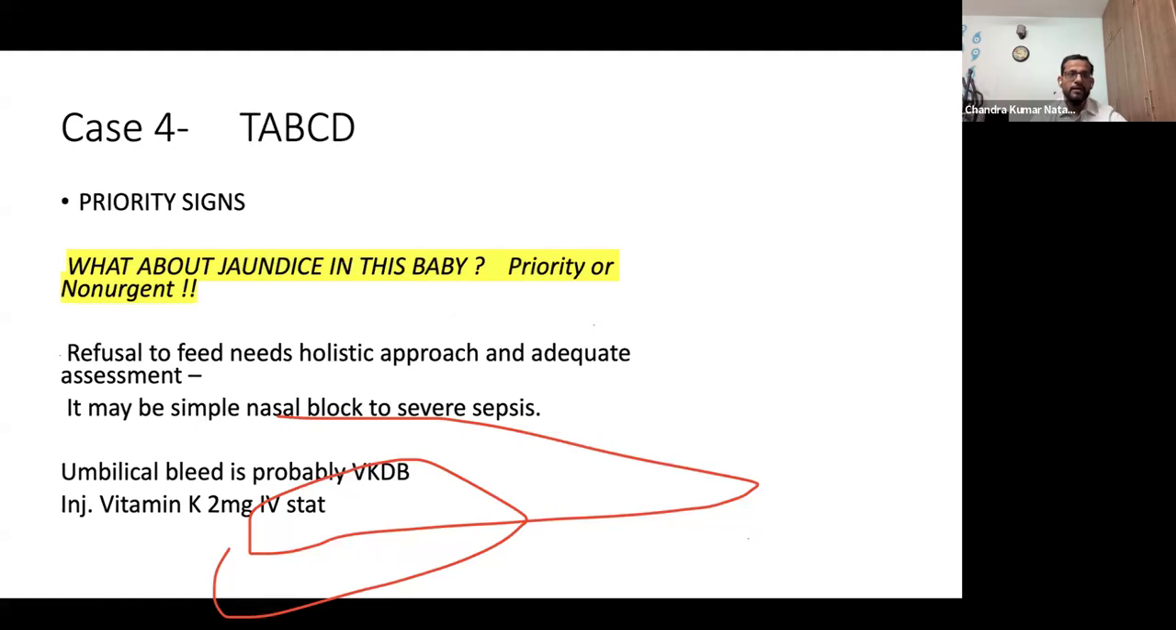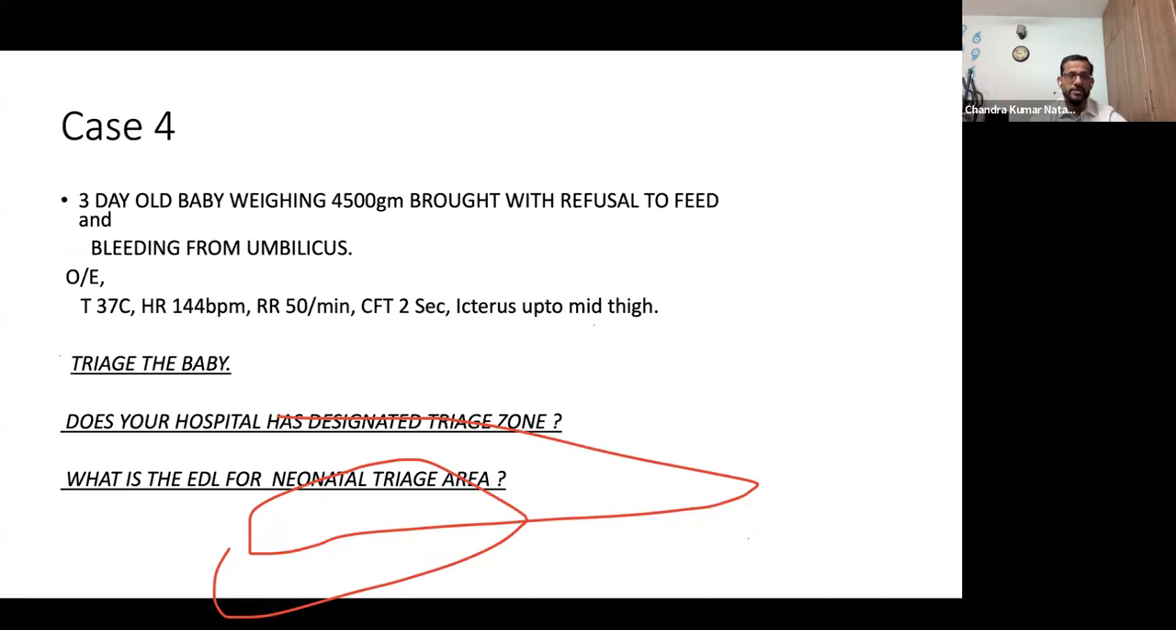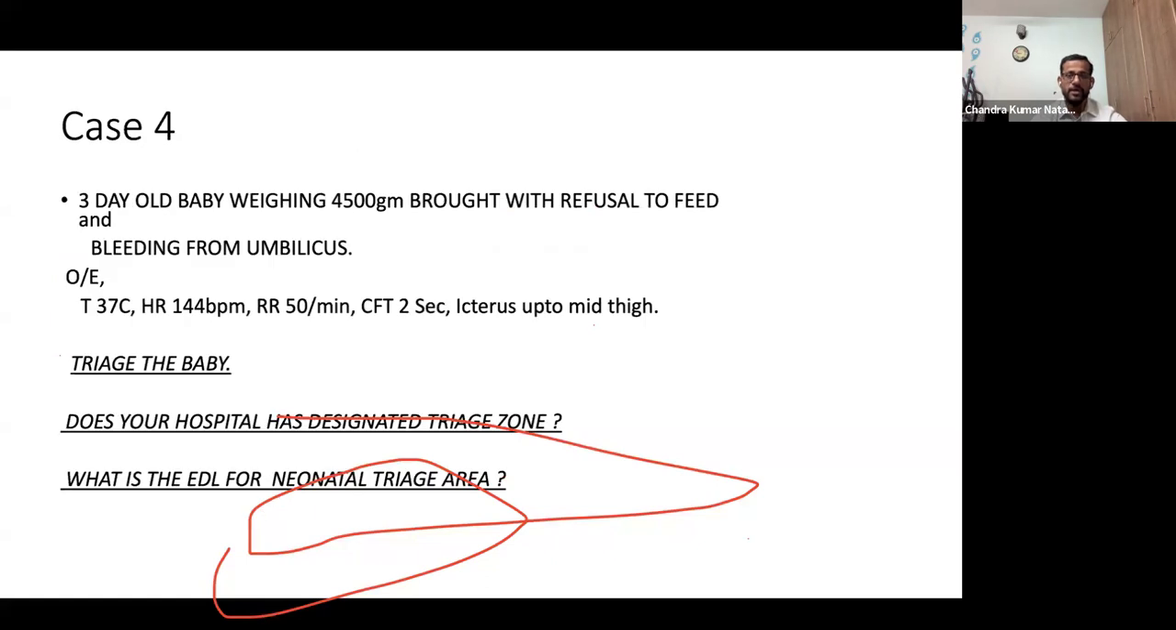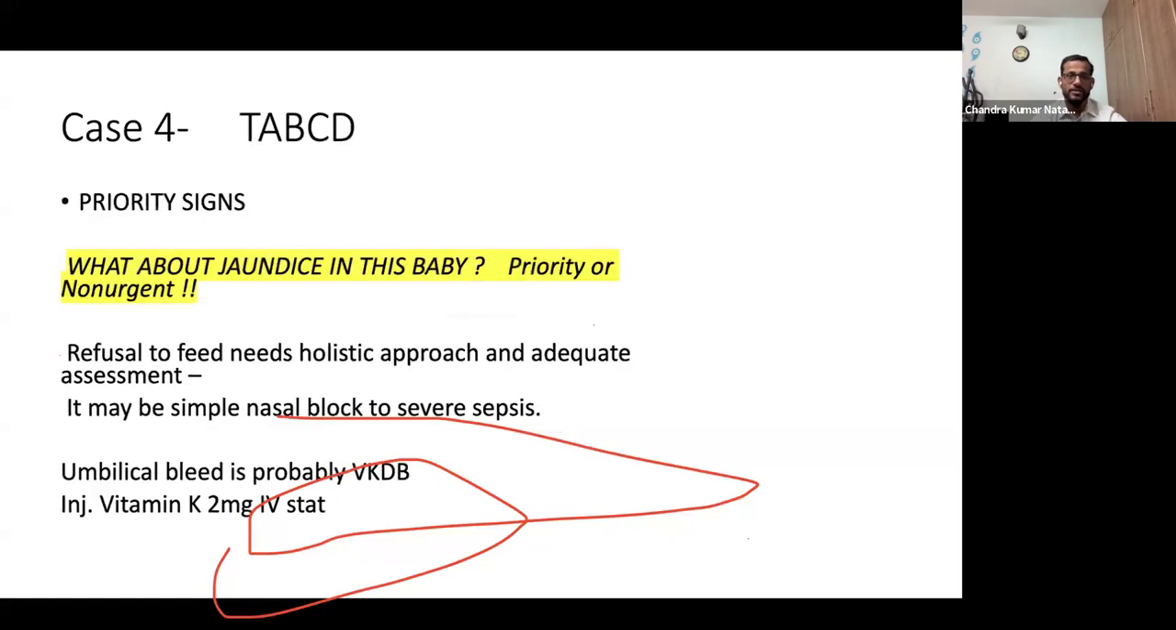So what are the signs in this baby? There are some priority signs. The baby is refusing to feed, so that is a priority sign. There is bleeding from the umbilicus, so we need to evaluate and treat. But the baby is not in shock. What about jaundice in this baby? It is only up to mid-thigh, so it is not an emergency sign. It is not a priority sign either. It is in fact non-urgent because this baby is an older baby and it is only up to mid-thigh.